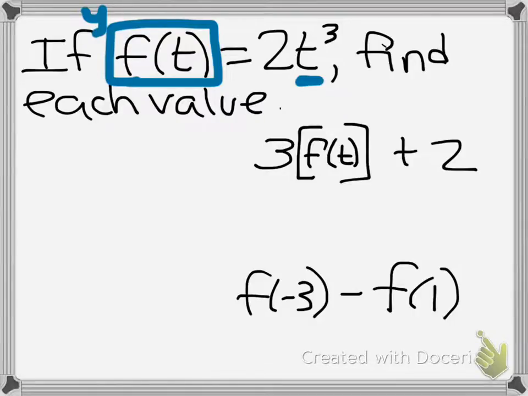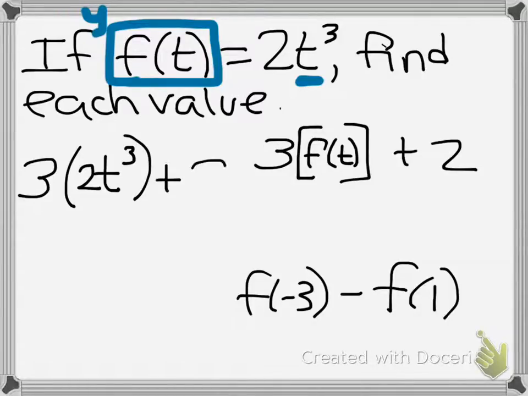Next, we're looking at this 3 and then in brackets f of t plus 2. So we need to find what 3 times f of t is and then add 2. So it's asking us to multiply 3 times f of t. That means the entire equation is represented with f of t. So we're going to take 3 and multiply by 2t cubed, which is the equation. And then we're going to add 2.